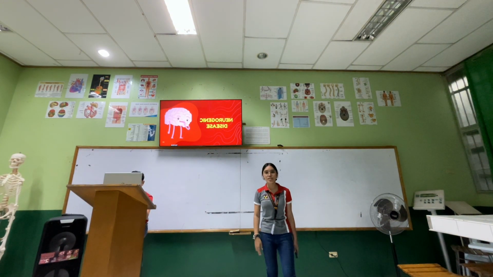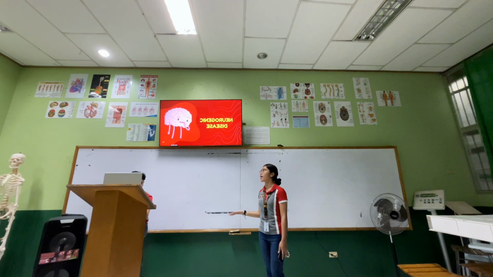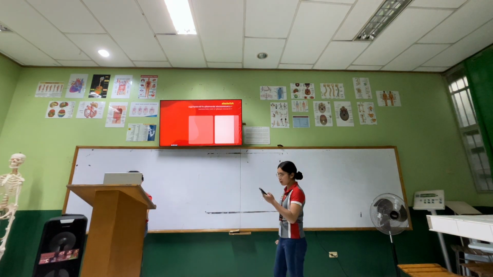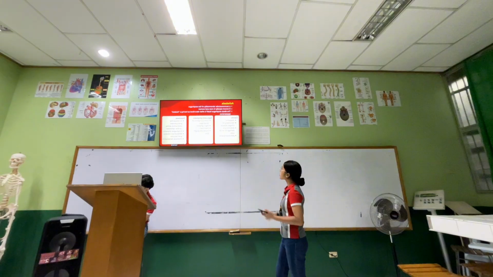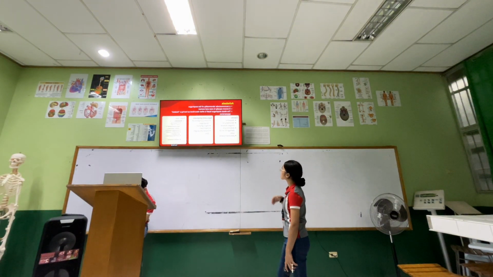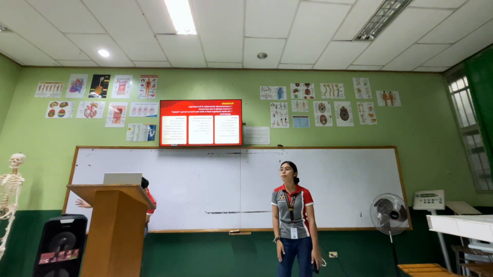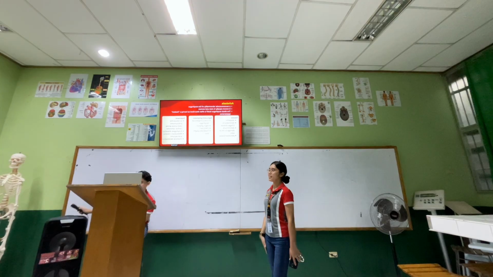Next is neurogenic disease. The first of the neurogenic diseases is achalasia. Please read, James.